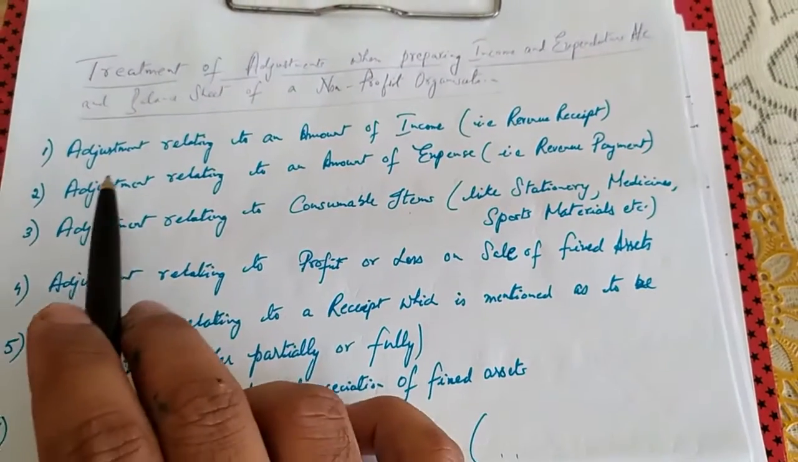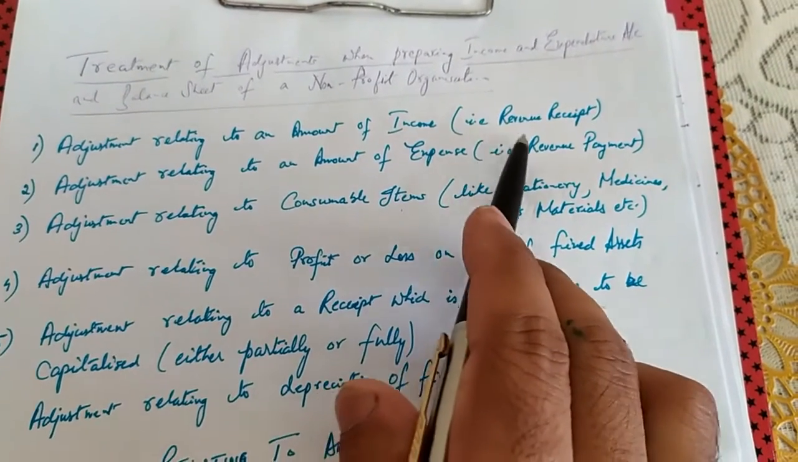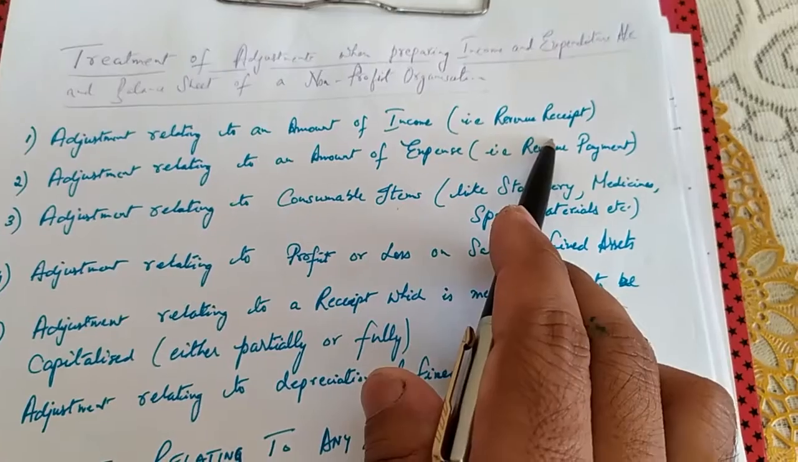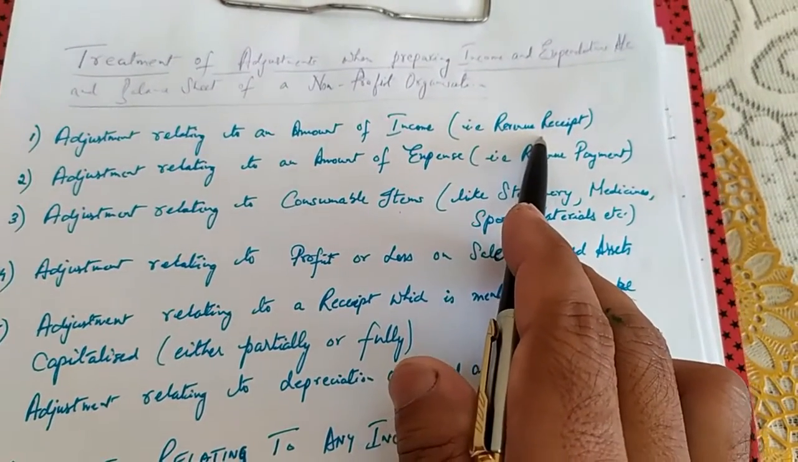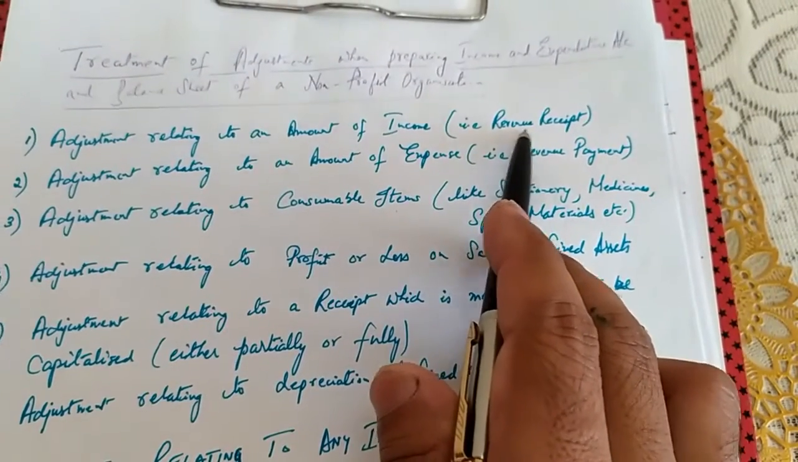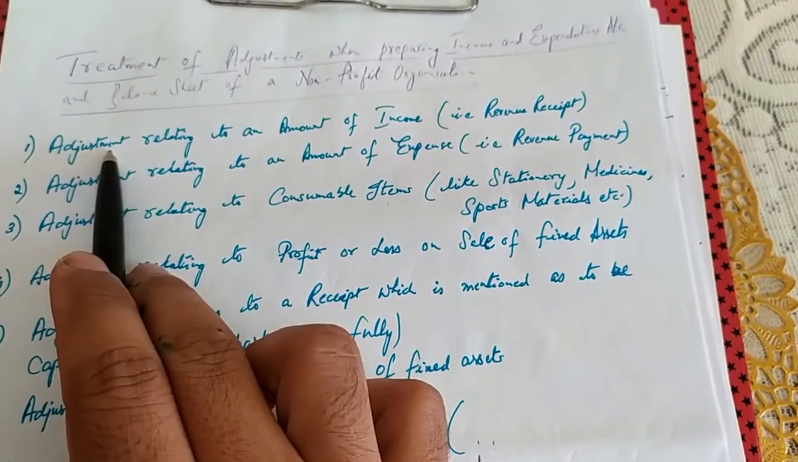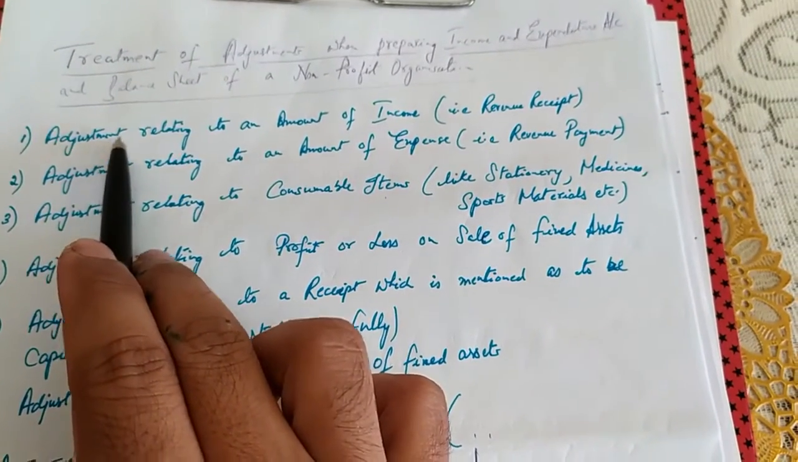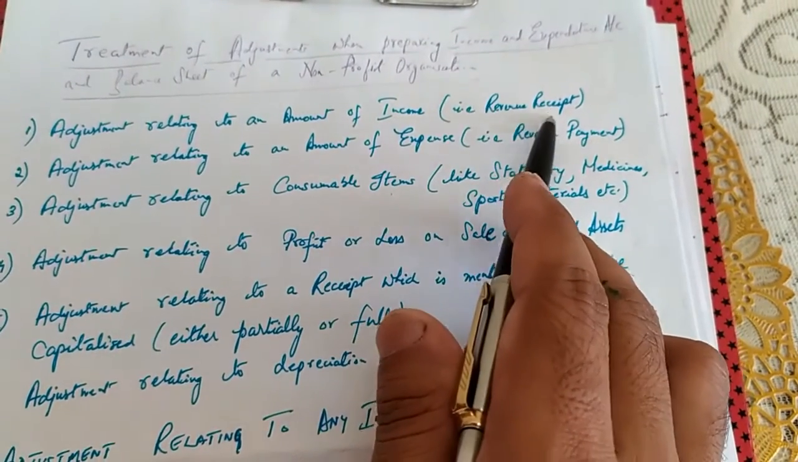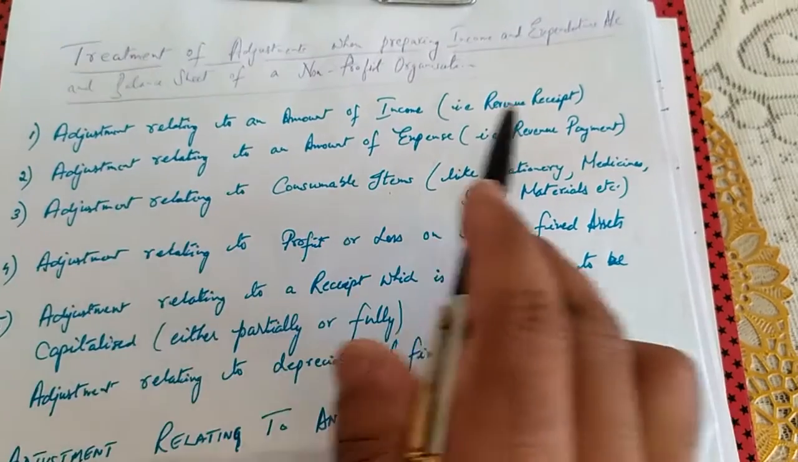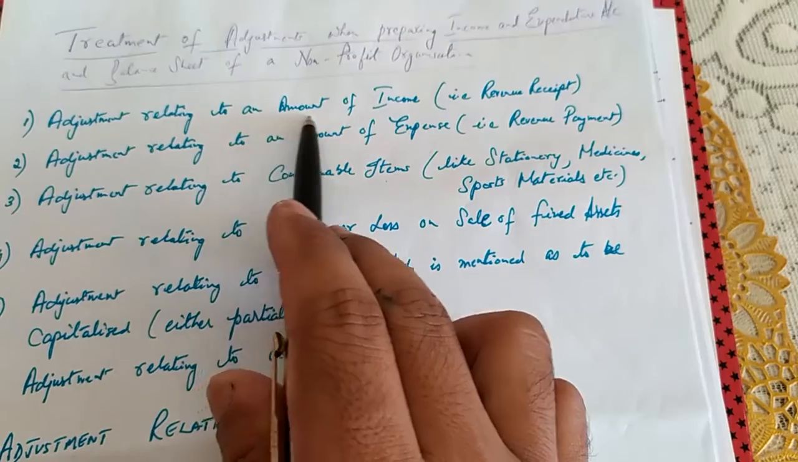So the adjustment may be relating to an amount of income, which are the revenue receipts. From the receipt and payment account, those receipts which are revenue in nature, taking those revenue receipts, if there is any adjustment relating to that revenue receipt, you have to apply the adjustment to it, and you'll have to find out what is the actual amount of income derived from such a revenue receipt. So the adjustment to that revenue receipt has to be applied in order to find out the amount of income.